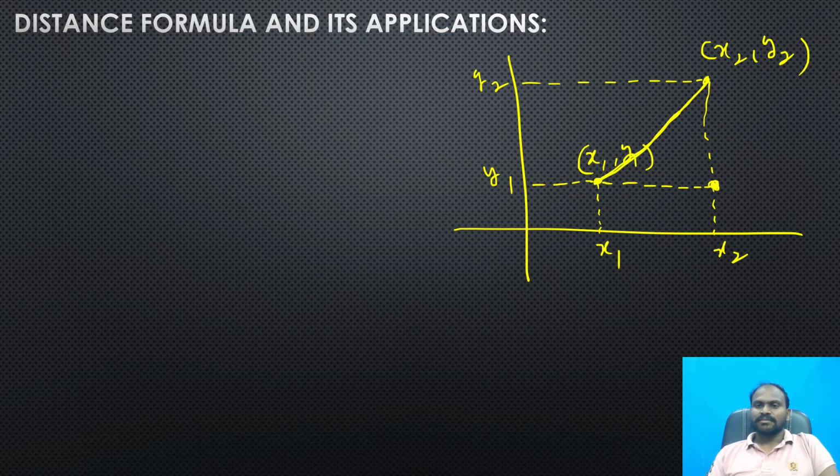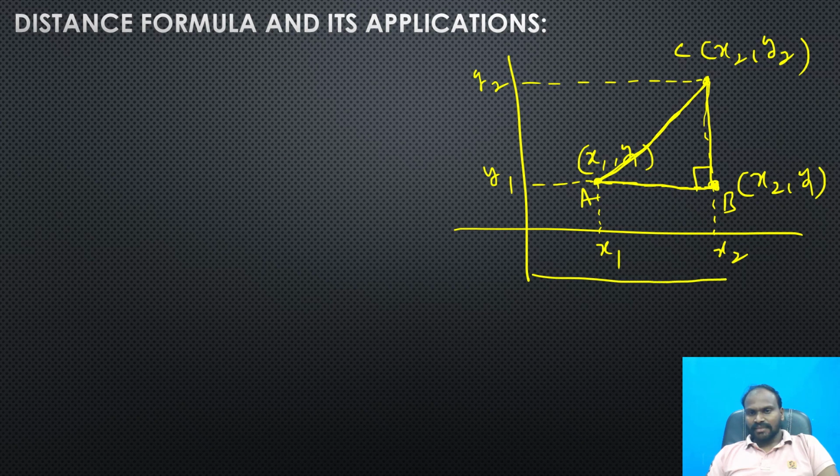Now what will be the point at this position, which is x2 comma y1, right? Because here the x coordinate is x2 and the y coordinate is y1. Now you can see that if you take these vertices as A, B, C, here you have a right angle triangle, right students? So what is the distance here? The AB distance is x2 minus x1. Next, the BC distance, which is y2 minus y1.